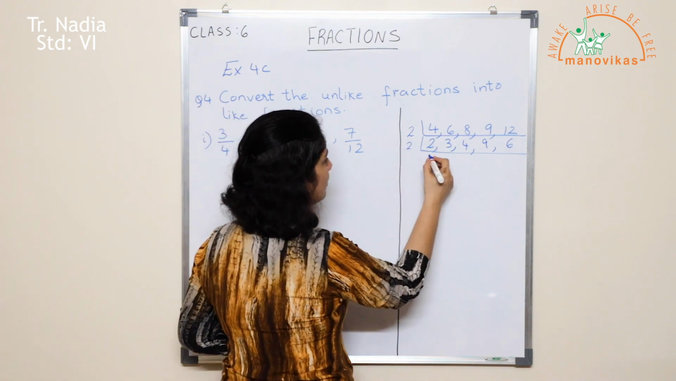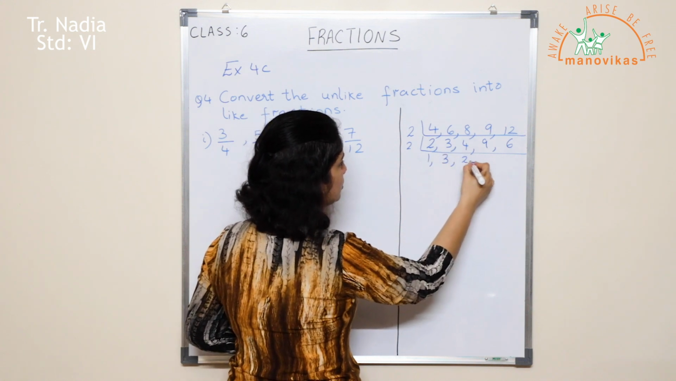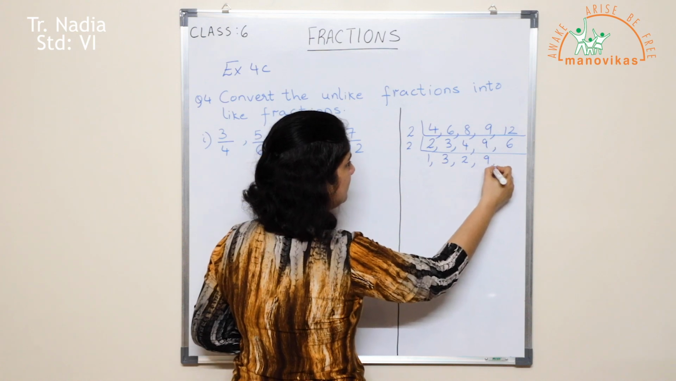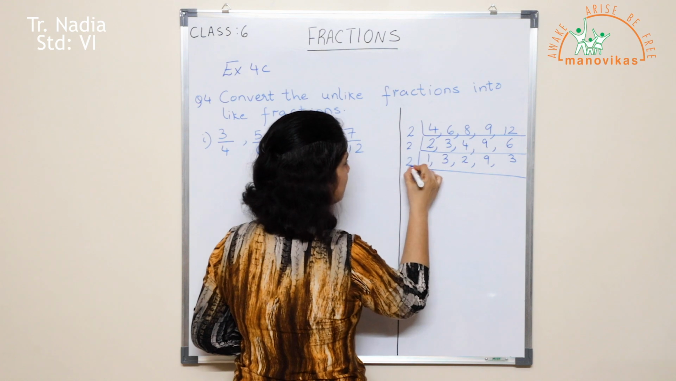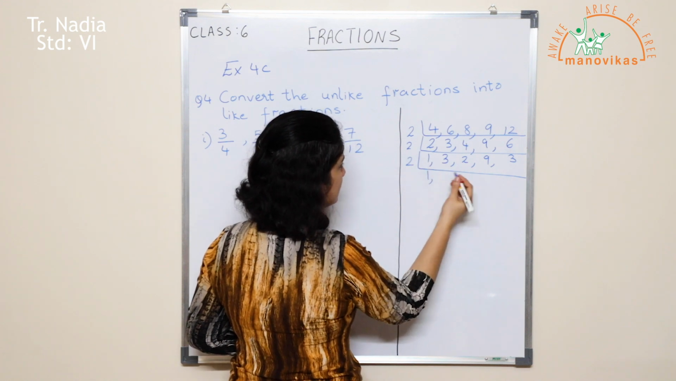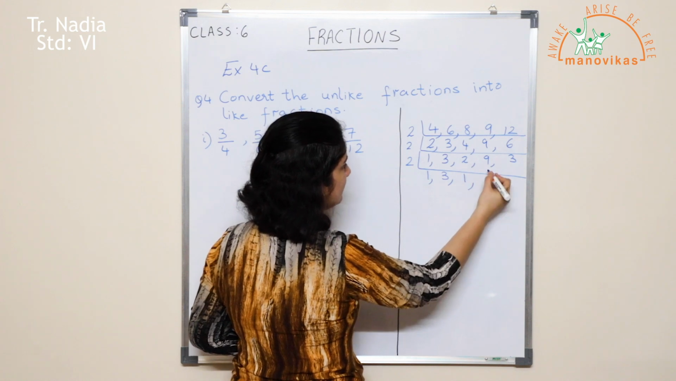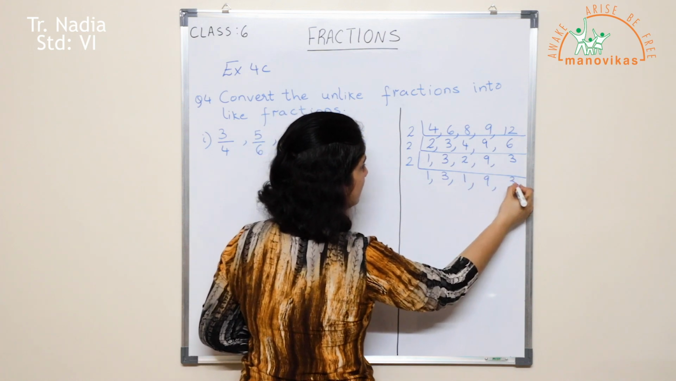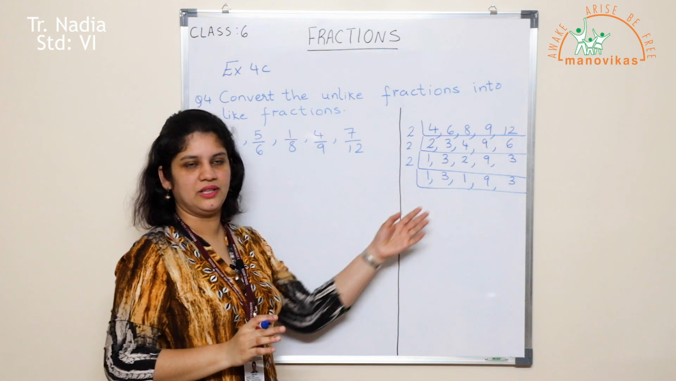So 2 1s are 2, 3 will not be divided, get it down as it is. 2 2s are 4, get down the 9, 2 3s are 6. Once more I will use 2 because there is a 2 here. 1 comes down as it is, 3 will come down, 2 will now become 1, 9 will come down, 3 will come down. Now if you look here, there are no numbers which can be divided by 2.